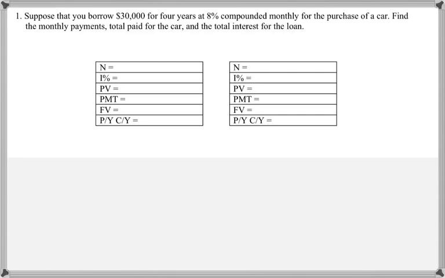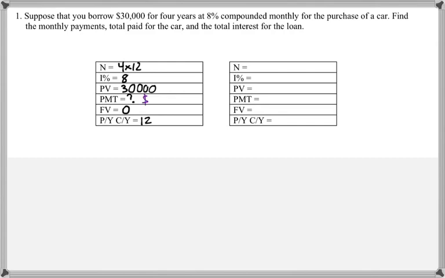So the $30,000 we are borrowing, and that's going to go in the present value. The future value is going to be 0 because we are trying to pay off this loan, and we are looking for the monthly payments. So the PYCY is going to be 12, and this is for 4 years. So N is 4 times 12. And then the interest rate is 8%.